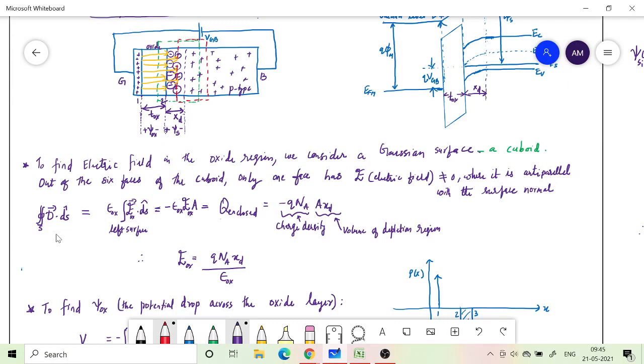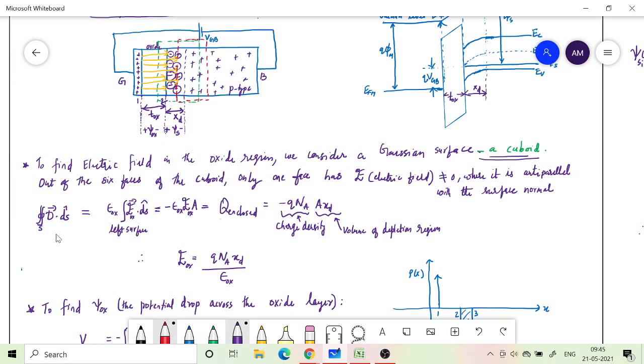For example, oxide has epsilon, which I am writing as epsilon ox. So if you are considering a surface on the left side, we are focusing on the green cuboid, which I have denoted here. With these dotted lines, I am only showing a 2D picture, but actually it is a 3D picture with 6 faces. You have to imagine that. It is difficult to draw here.